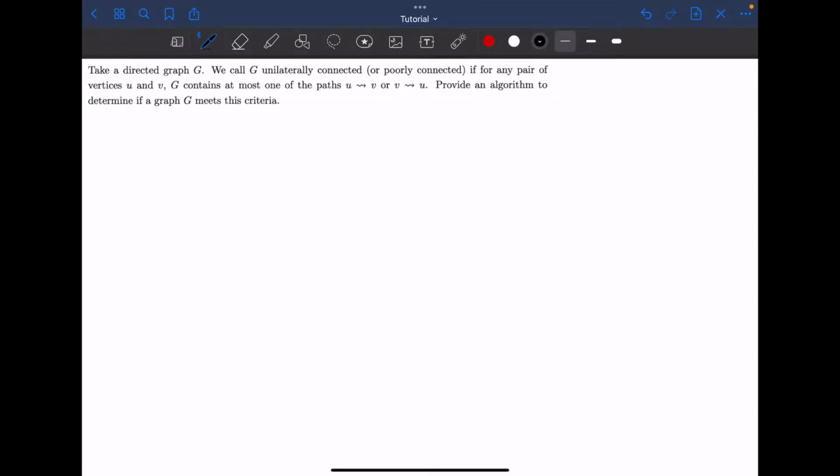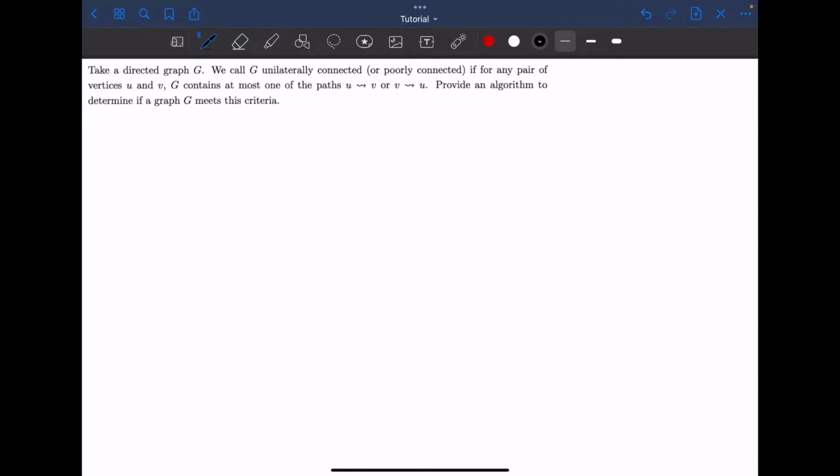Take a directed graph G. We call G unilaterally connected, or poorly connected, if for any pair of vertices U and V, G contains at most one of the paths U to V or V to U. Provide an algorithm to determine if a graph G meets this criteria of being unilaterally connected.